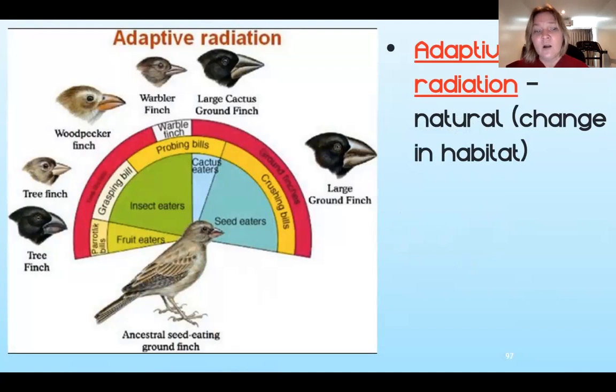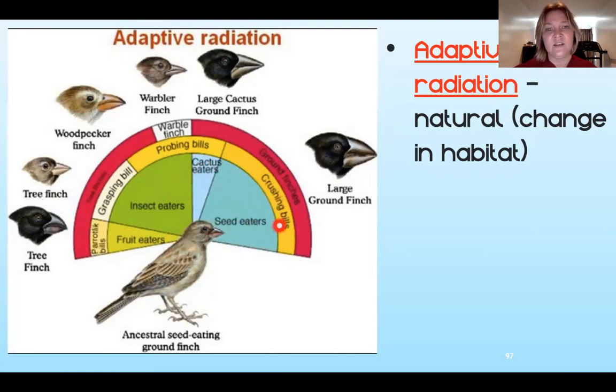Okay, the natural way that divergent evolution occurs is through something called adaptive radiation, going all the way back to the beginning of this chapter when we talked about Darwin and his finches. This is how his finches evolved. You can see from the diagram here how the differences occurred. They took an ancestral seed-eating ground finch, and you can see how it divides up based on the kind of food they have to eat. If different members of the population radiated or spread out, which is the radiation part of it, into different environments, they would have to adapt to the new environment. So we have the fruit eaters, insect eaters, cactus eaters, and seed eaters.